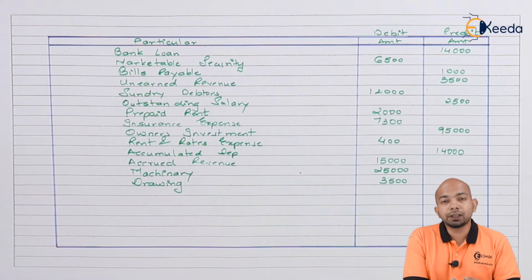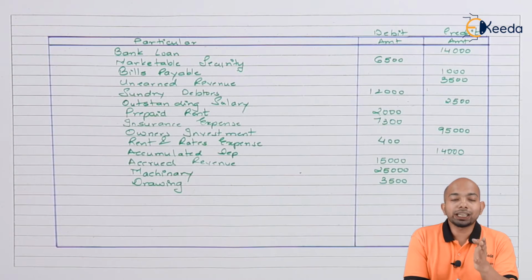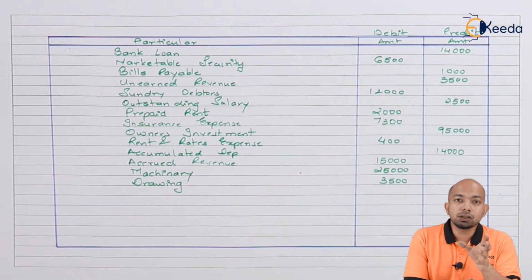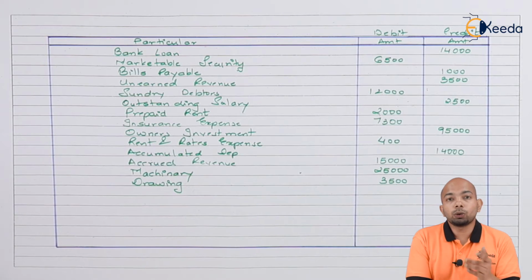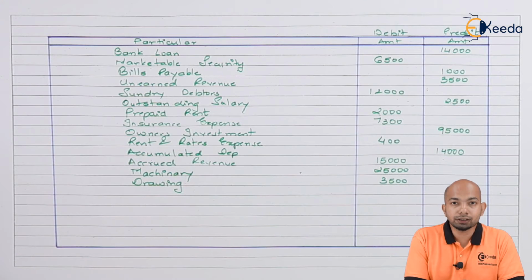As we know, capital has a credit balance, and drawing is a subtraction from capital. Hence, drawing will have a debit balance. That is, it is like an expense for the owner. Hence, expenses have been mentioned on the debit side. So, drawings will have a debit side balance here.